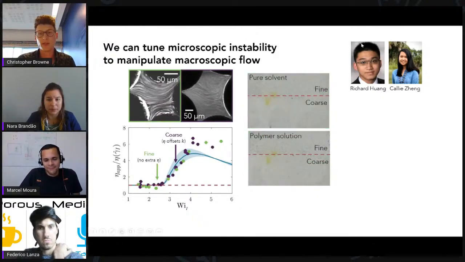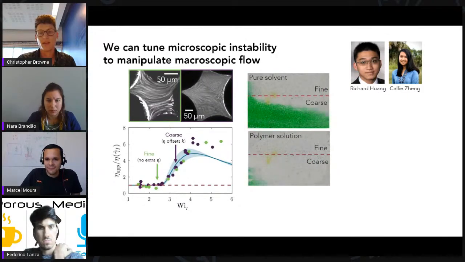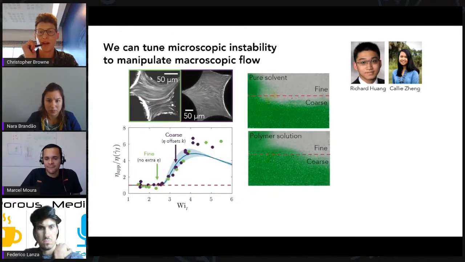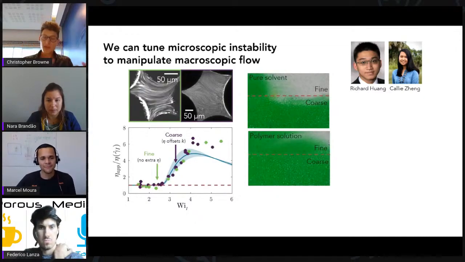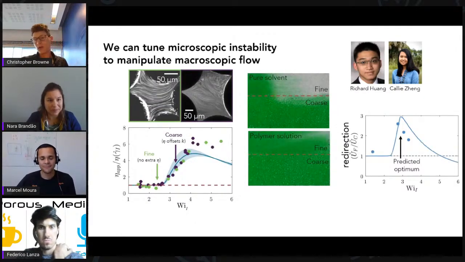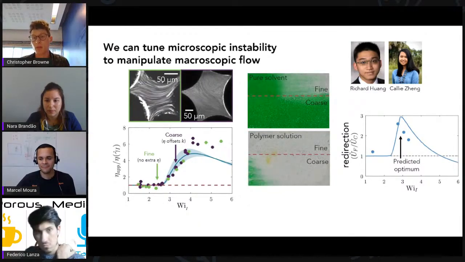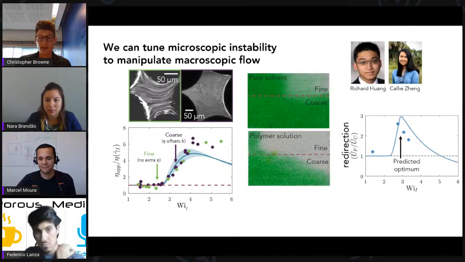So maybe I could just play those videos again, side by side, and you can see that the fine layer almost keeps up with the coarse layer, much, much faster than the pure solvent case on the top. So we think this is exciting, again, and we can kind of do some theory and predict where this optimum should be, which seems to agree pretty well with experiments across a range of media.